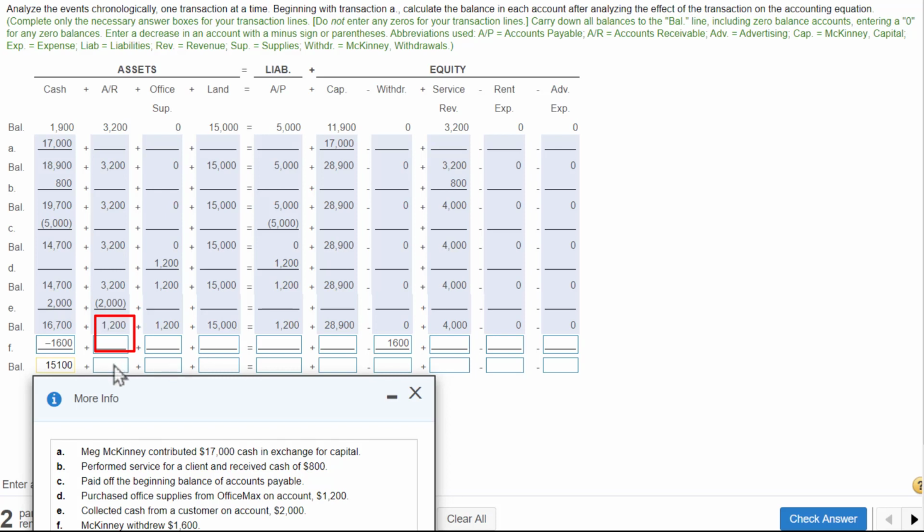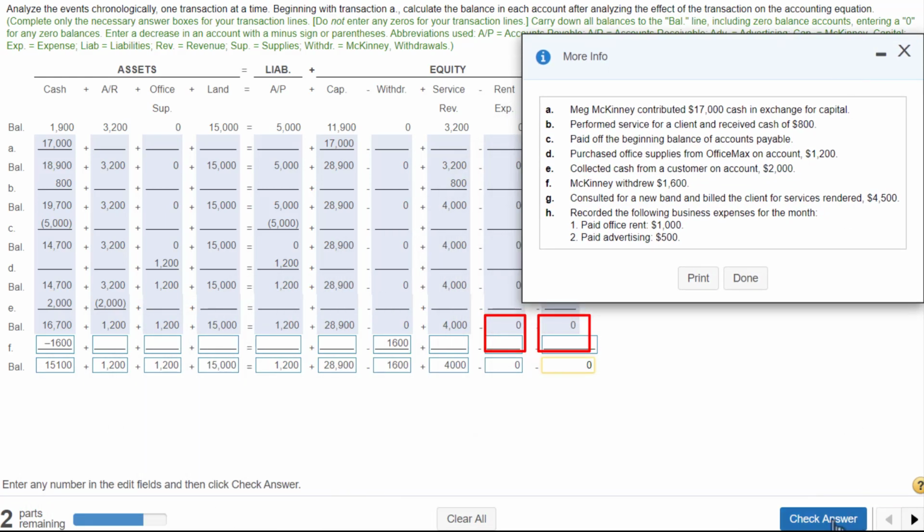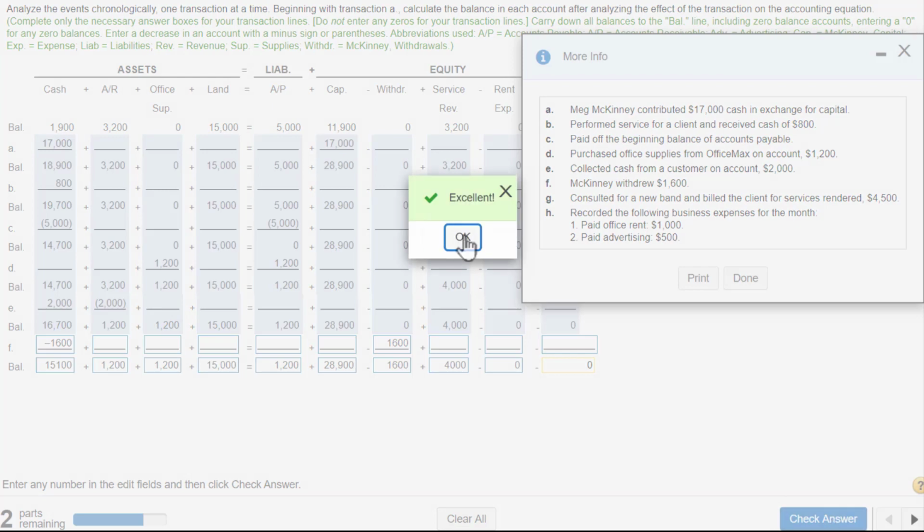Accounts receivable has not changed. Neither has office supplies. Neither has land. By the way, how much land do they have if it's only worth $15,000? What do they own, like three square feet? Accounts payable is not changed. Capital is not changed. We now have 1,600 in withdrawals, 4,000 in revenue, 0, 0. Check our answer. Excellent.